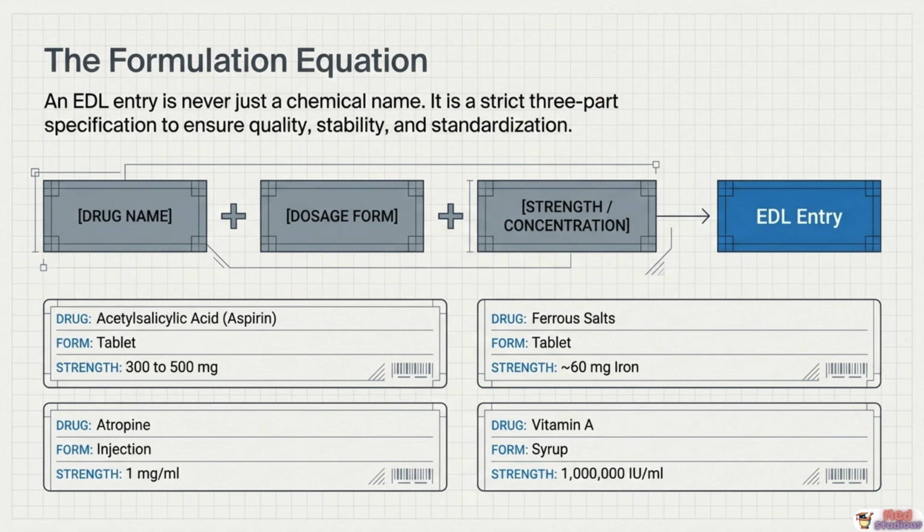Ferrous salts for iron deficiency anemia are specified as tablets containing approximately 60 milligrams of elemental iron, and vitamin A for childhood deficiency prevention is listed as a syrup at 1 million international units per milliliter. These formulation specifications ensure zero ambiguity in procurement, manufacturing, dispensing, and clinical use nationwide.